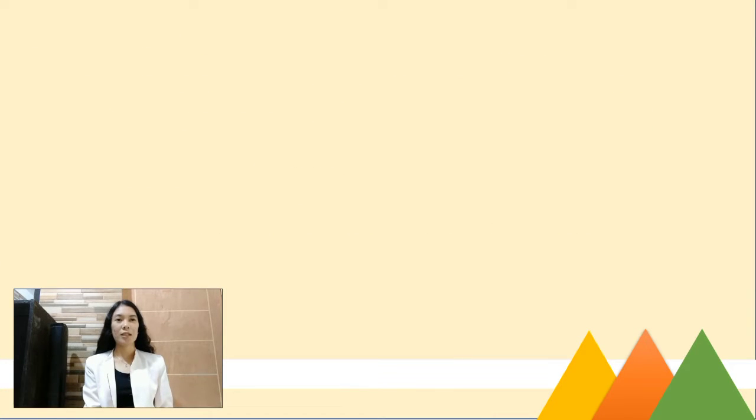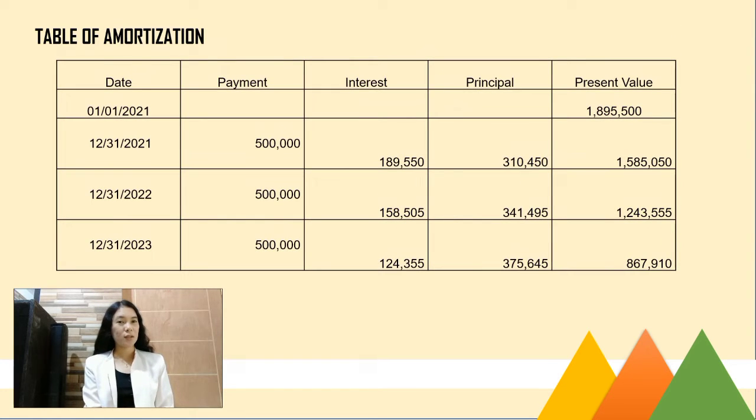Again, we prepare an amortization table. So, yung procedure nito is katulad lang ng mga binanggit ko kanina. In getting interest, we multiply the present value or the lease liability in the implicit rate, and in getting principal naman, we deduct the interest sa payment. Then, in getting new lease liability, we deduct the principal in the present value.